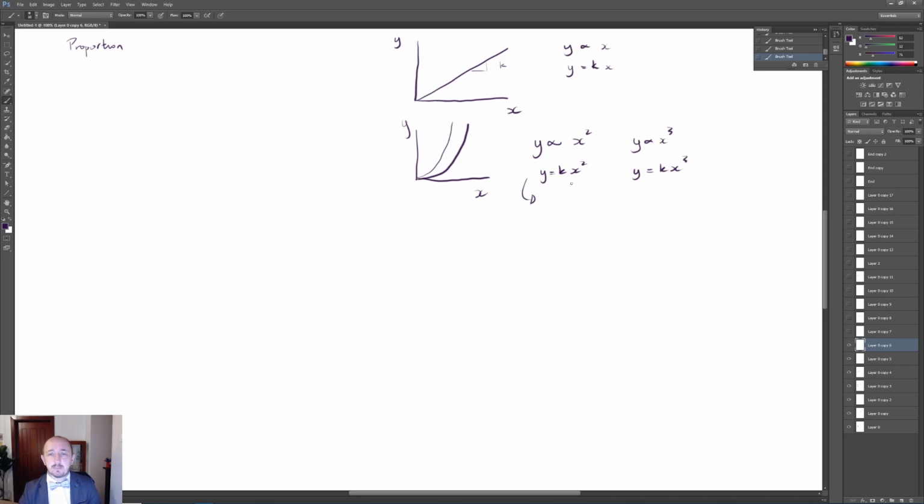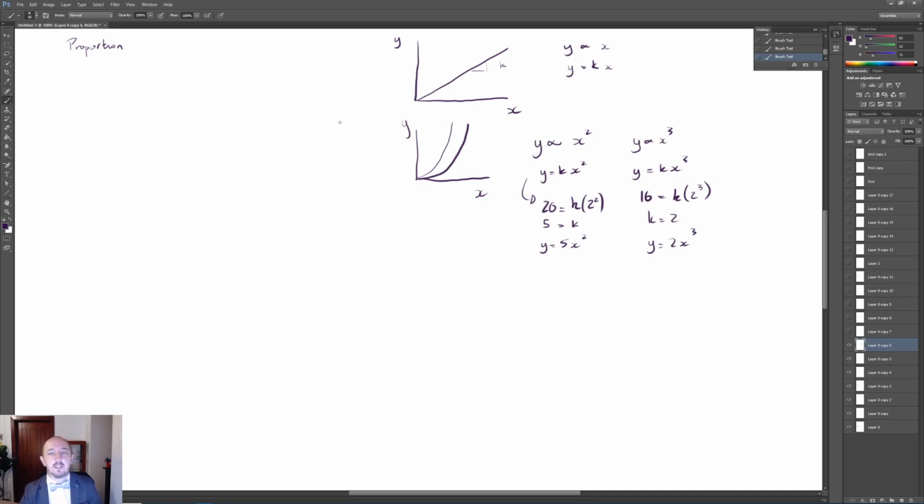So let's say we had y is 20 when x is 2, so 2 squared. We would rearrange this for k, and we'd get 20 divided by 4 is 5. So we would rewrite this as y equals 5x squared. Okay, if we had something like y is 16 when x is 2, then we would write 2 cubed there, divide by 8, and we have k equals 2. So in this case, it would be y equals 2x cubed, and 2 is the constant of proportionality, as it's called, so the link between the two variables.